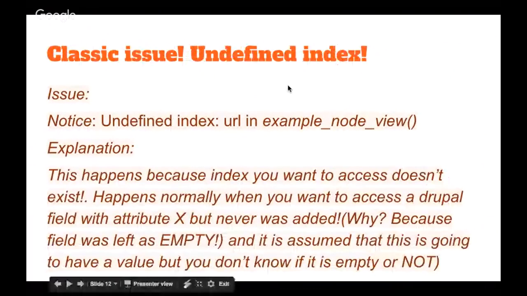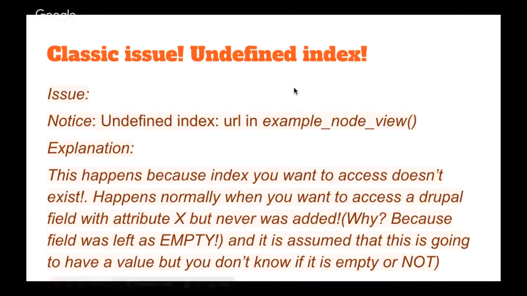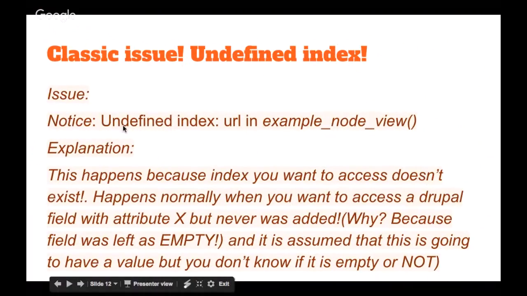Let's see another classic issue: undefined index. We have seen this issue at different times, and the index changes. It could be url or any other index that you're trying to access on a function. So this is the explanation: this happens because an index that you want to access doesn't exist.